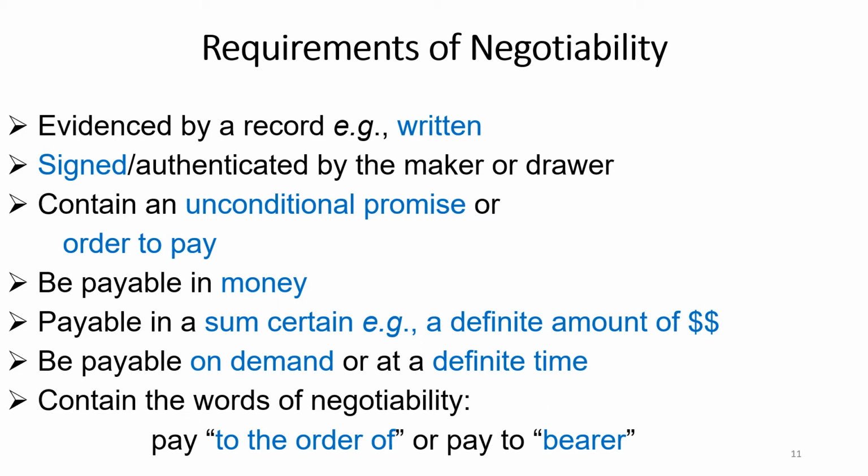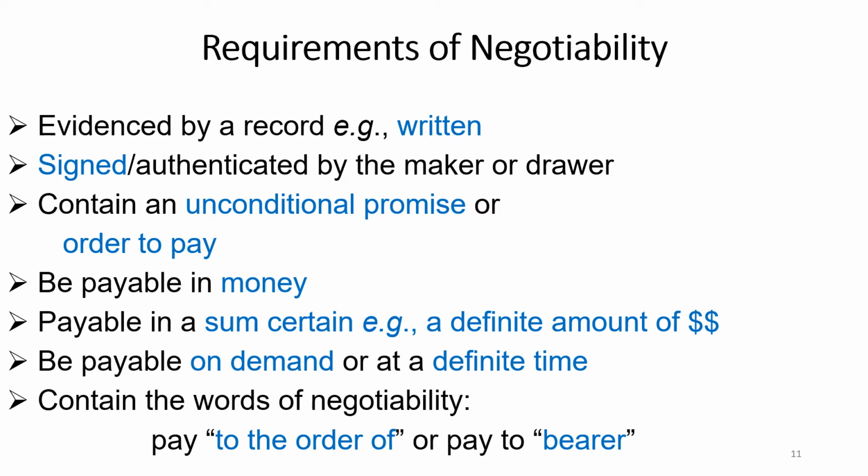It must be signed or authenticated by the maker or the drawer. Which one would it be? Well, it depends upon the type of instrument. If it's a promissory note, then it must be signed by the maker. If it's an order to pay, it must be signed by the drawer because that is who is making the order for the payment. It must contain an unconditional promise to pay or an order to pay.